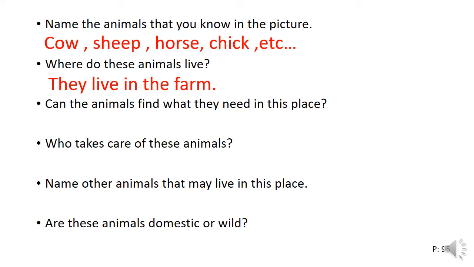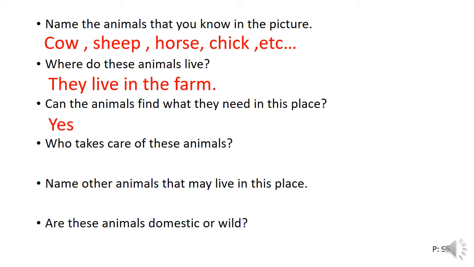Can these animals find what they need in this place? If you look here, we have a farmer. He is trying to put some food for the cow from the picture. They can drink water from the river, for example. Do they have shelter in order to live inside it? Yes, sure, because this farmer can take care of these animals by giving them all they need. So can the animals here find what they need? Yes, sure. So I have to write yes.